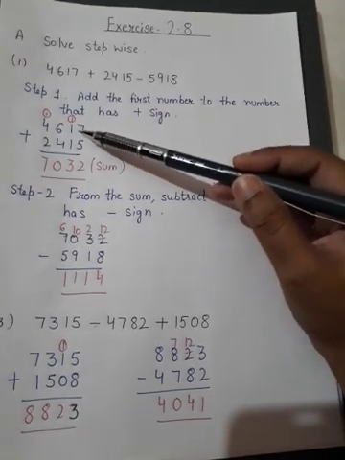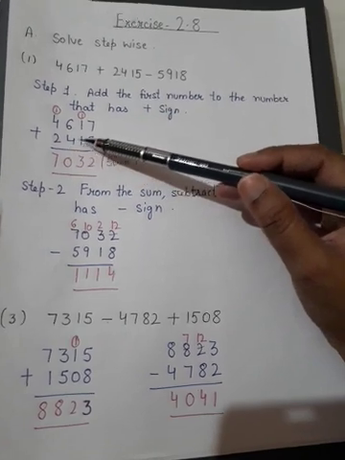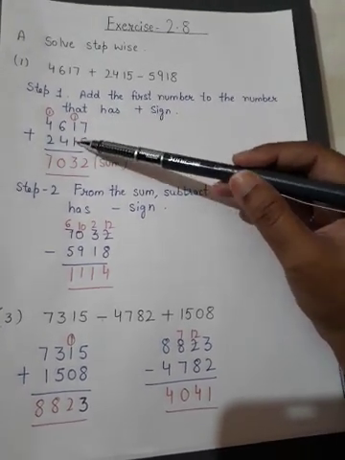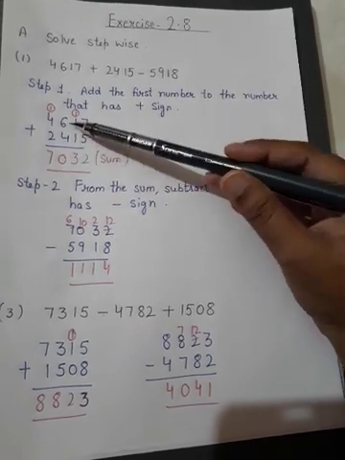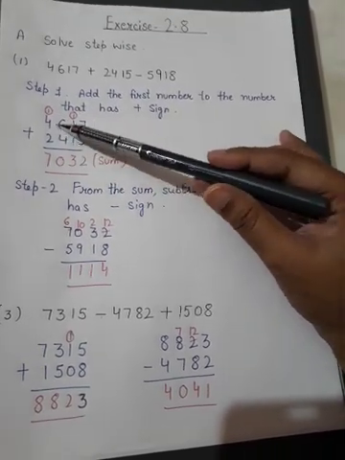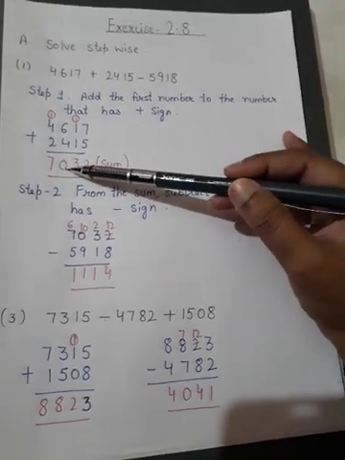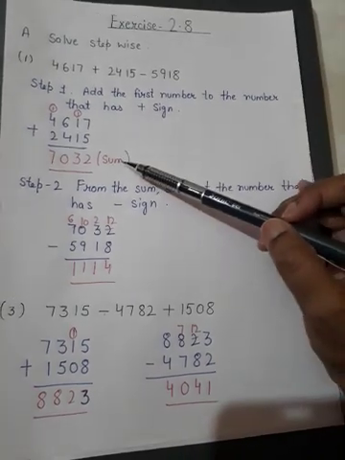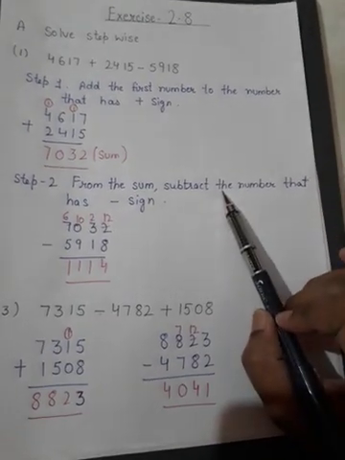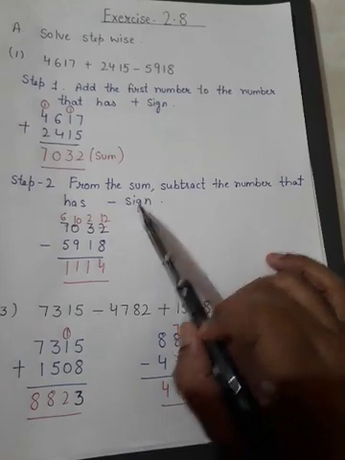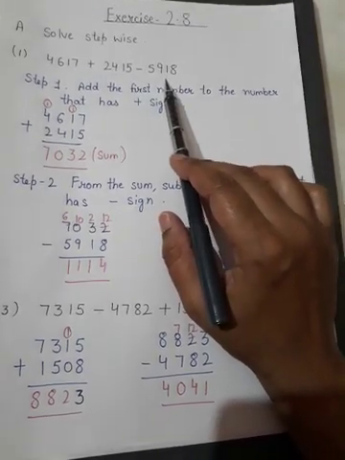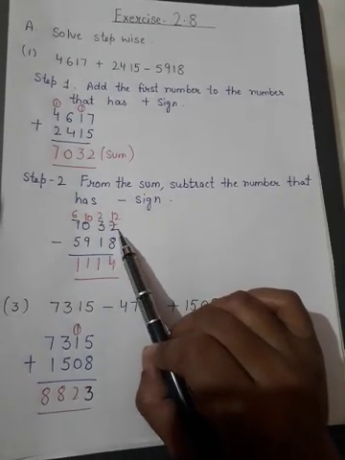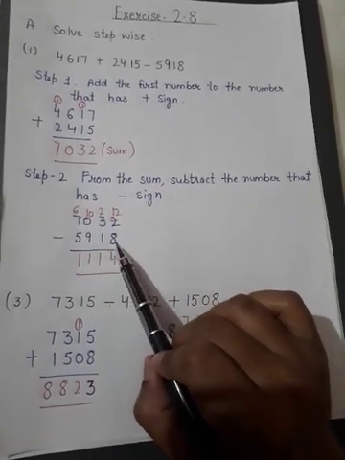So 4617 plus 2415. 7 plus 5 is 12, 2 here, 1 carry, 1 plus 1 is 2 and this one 3. Then 6 plus 4 is 10, 0 here, 1 carry, 4 plus 2 is 6 and 1 is 7. So 7032 is the sum. Now step 2 is, from the sum we have to subtract the number that has the minus sign. So this number has the minus sign, so this we will subtract from the sum. The sum is 7032 minus 5918.